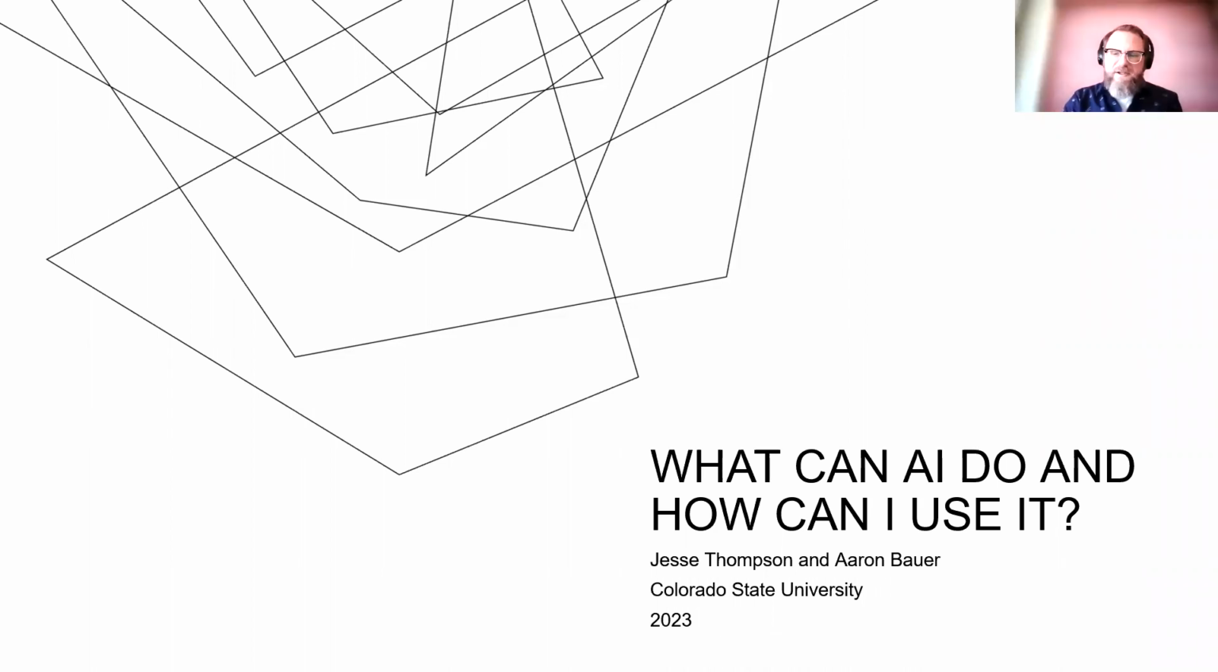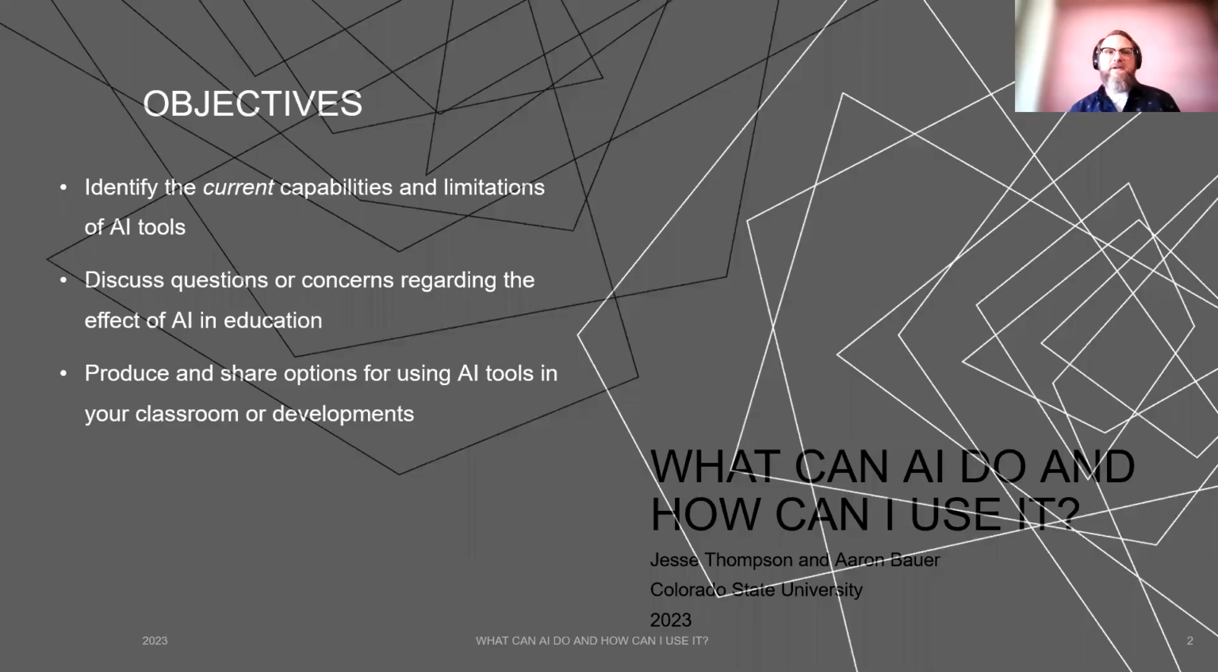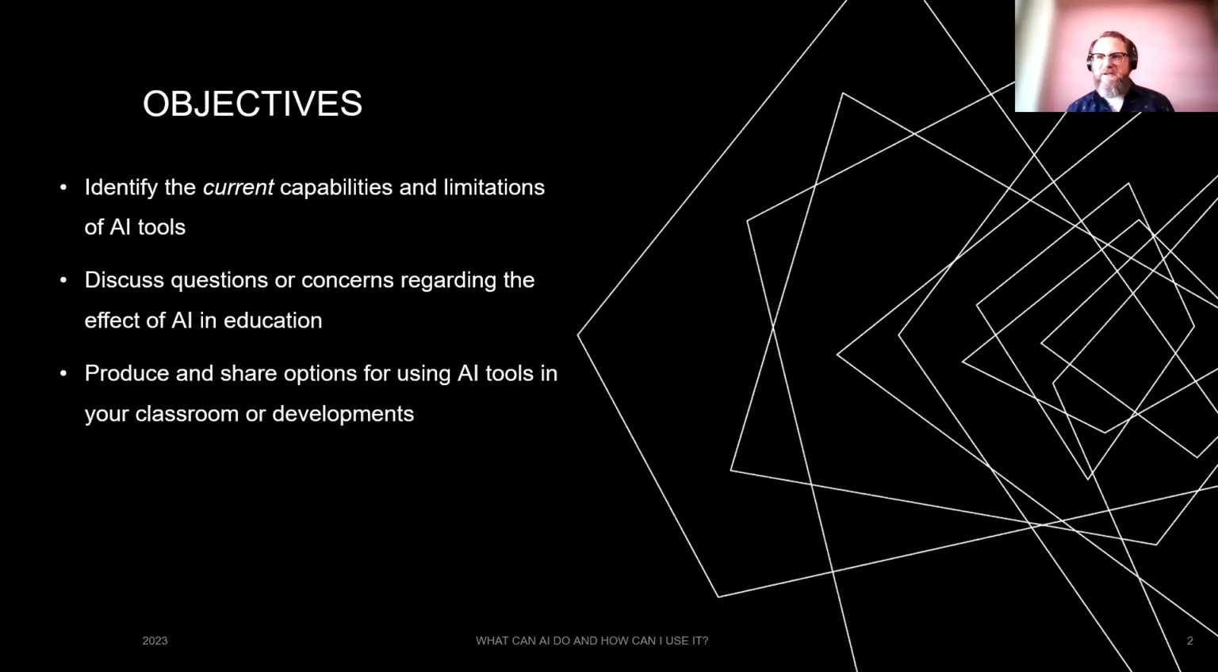As instructional designers and course developers, we're going to start with objectives because I want you to know what we're going to be covering, and hopefully this matches your expectations from the description. So we're going to talk about the current capabilities and limitations of AI tools, because this is a very quickly developing field. There's a lot going on. Just this last week, ChatGPT 4 was released, and there are all sorts of new capabilities there, which you've probably heard about from the other presentations if you've been there.